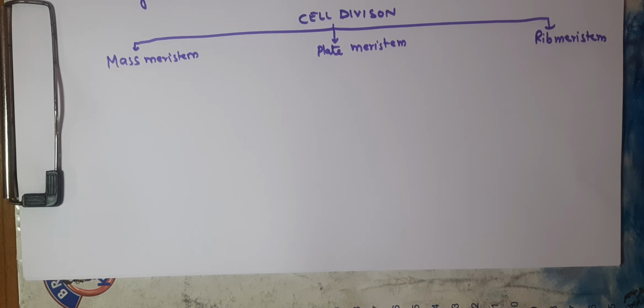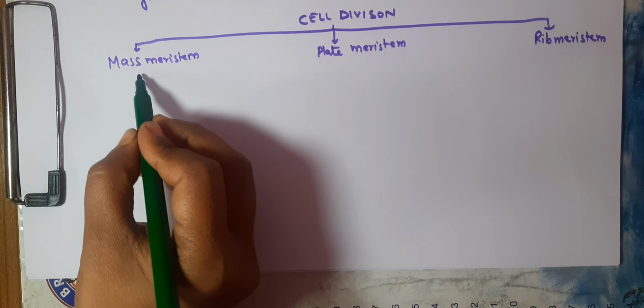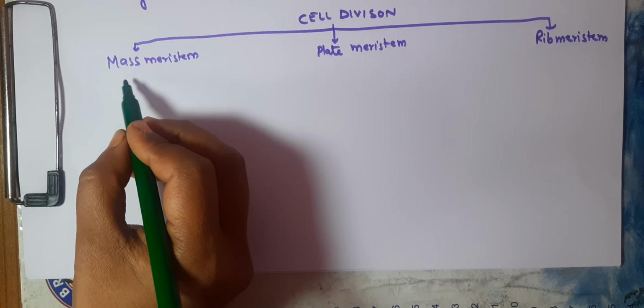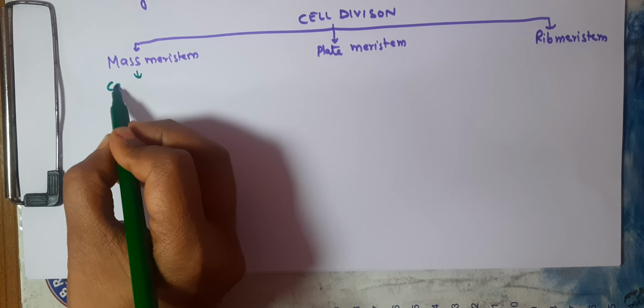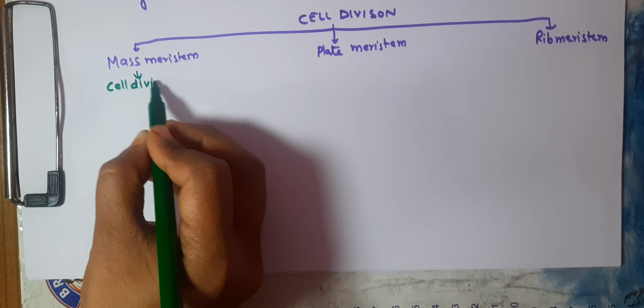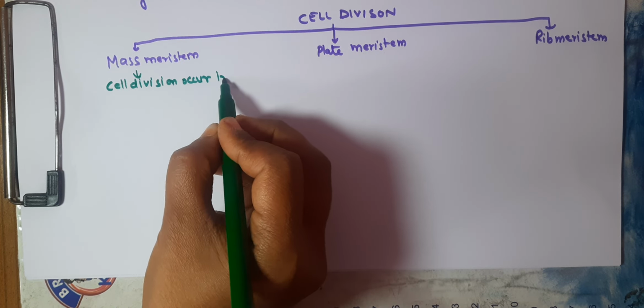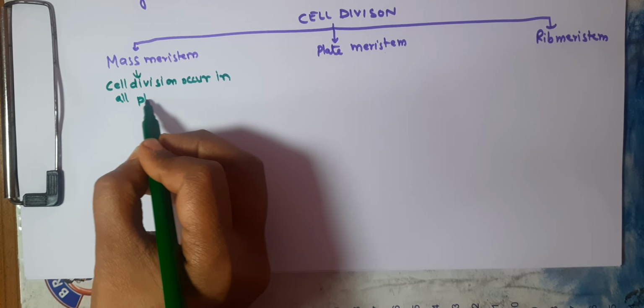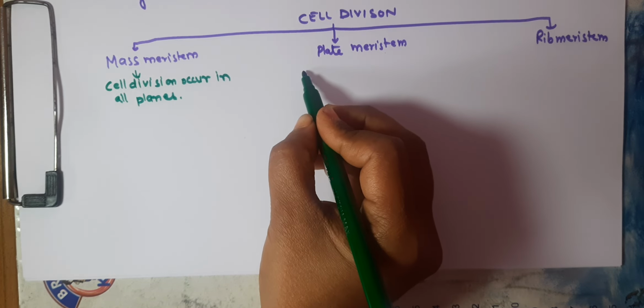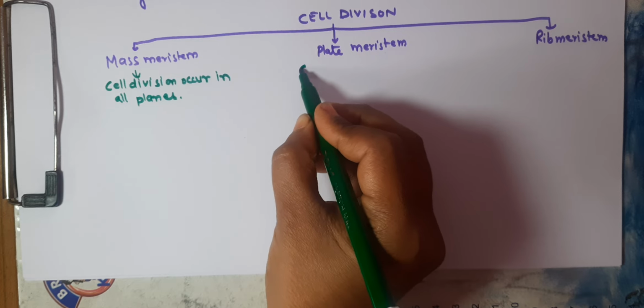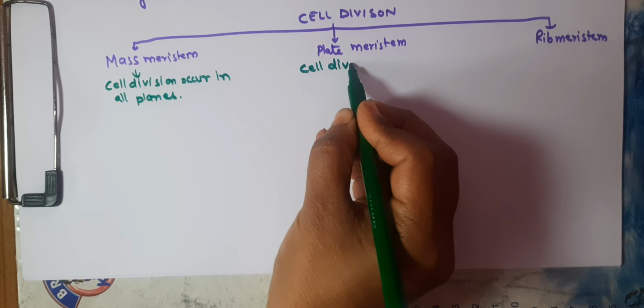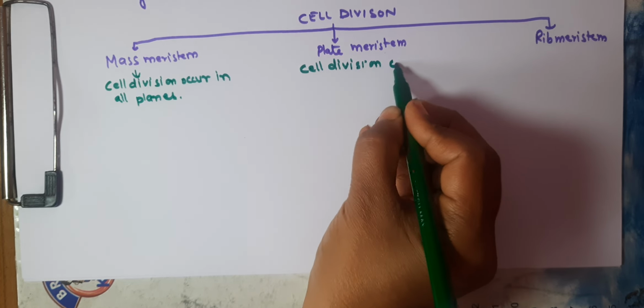When the cell division occurs in all planes, leading to the formation of a cell mass and increase in the volume, that kind of meristem is called mass meristem. So in the mass meristem, cell division occurs in all planes, whereas in the case of plate meristem, the cell division occurs in two planes.